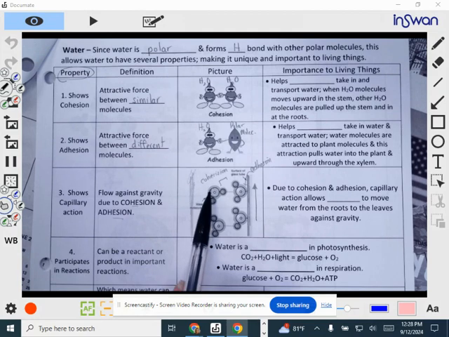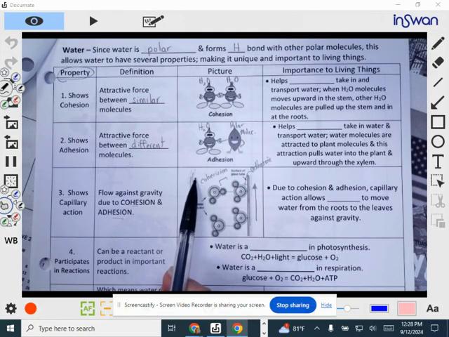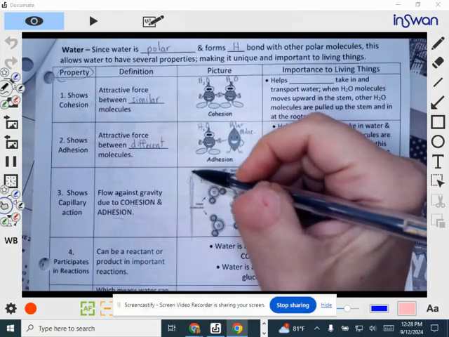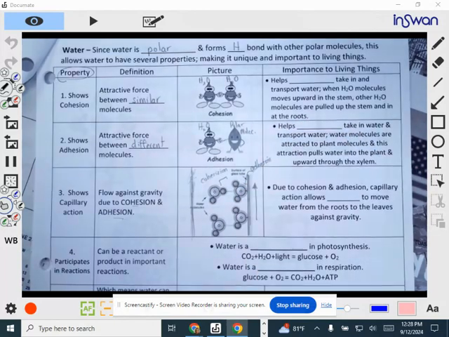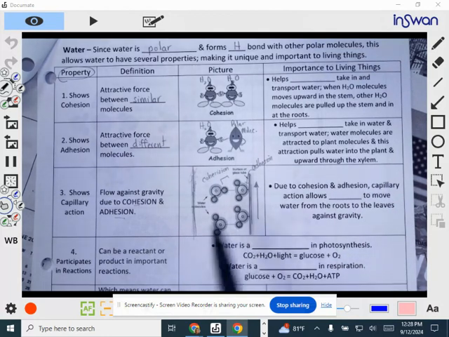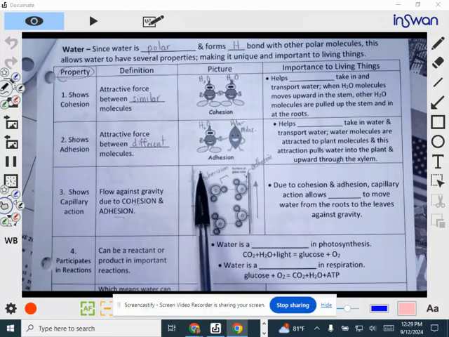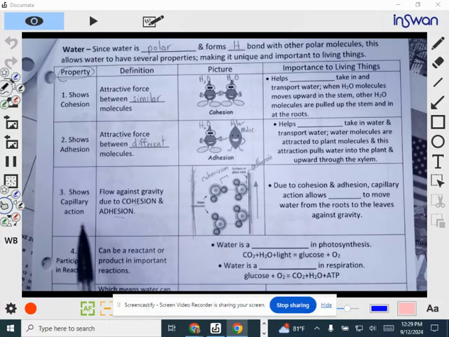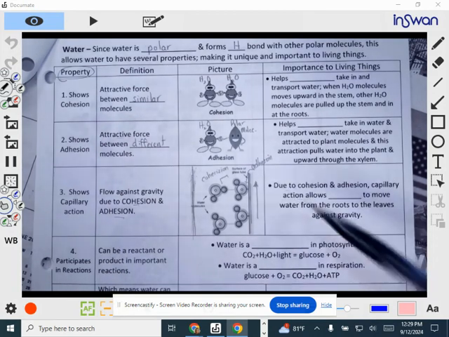Now, if this water molecule gets pulled upward, let's say it's attracted to this side over here, it moves upward and forms a bond with this molecule, or the glass, if this was a glass tube. If this water molecule goes up, it's going to pull other ones with it. So capillary action is the movement against gravity due to cohesion and adhesion. That's why water is able to move up in plants from the roots to the leaves.